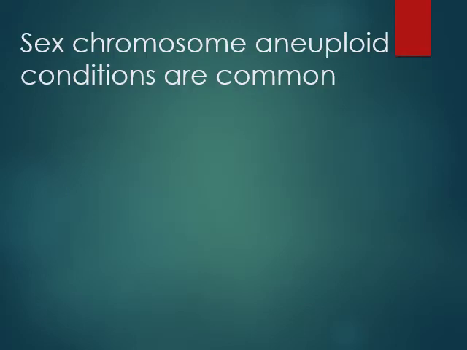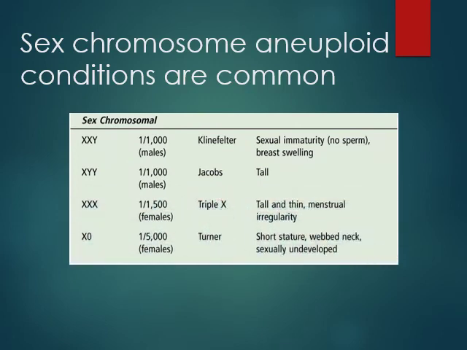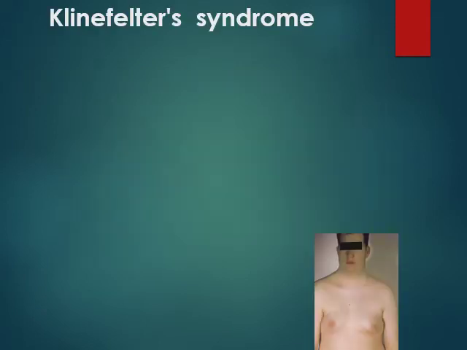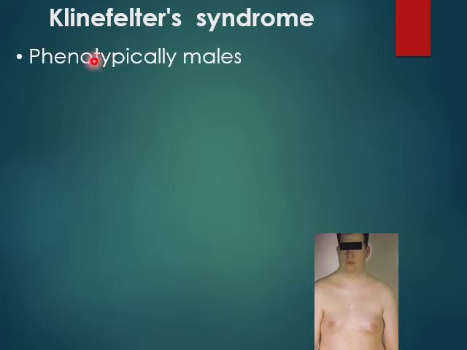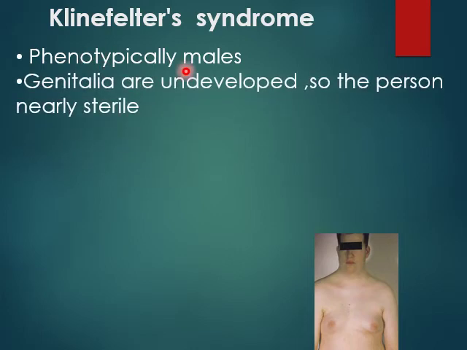There are many examples in humans of aneuploidy in sex chromosomes, such as Klinefelter, Jacobs, triple X, and Turner syndrome. Klinefelter syndrome is an example of aberration of the sex chromosomes, characterized by the following: phenotypically males, genitalia are undeveloped, so the person is nearly sterile.